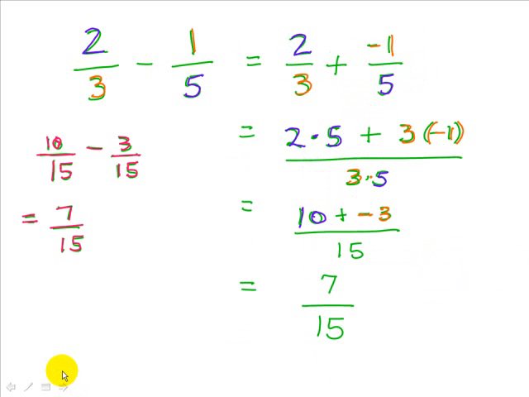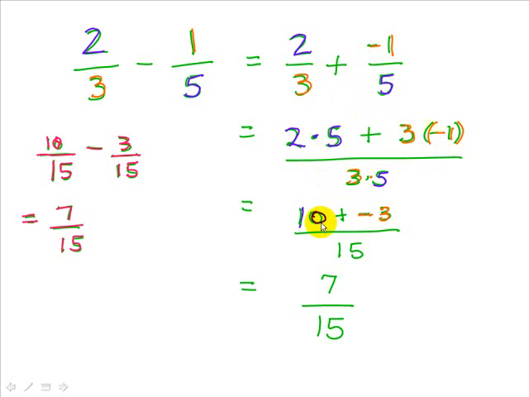Here's one. 2/3 take away 1/5. Now, in order to use whip, whip, whap, you must be adding two fractions. So one way to add two fractions when you have a subtraction is to add the negative number. So I merely change this minus into a plus and put the minus sign on one of my components here on the second fraction. And now I use the whip, whip, whap. 2 times 5, it's right here, plus 3 times the -1, and then divide that whole thing by 3 times 5.